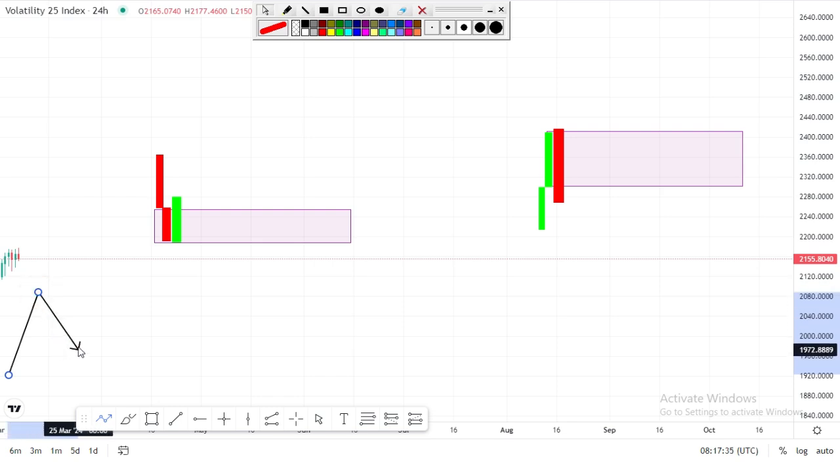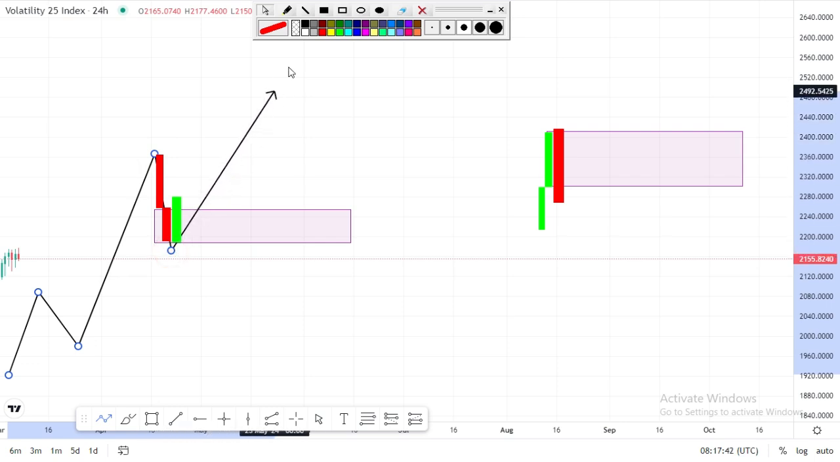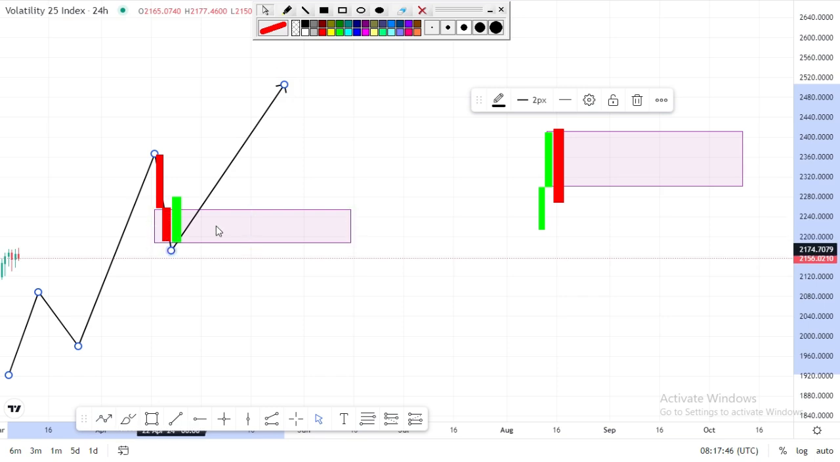You have this, you have this, and you have this. So at this zone, the price is about to push again. So what you are looking for is this particular bearish order block at this swing low. You can see this is a swing low. So you're also looking for this also here.